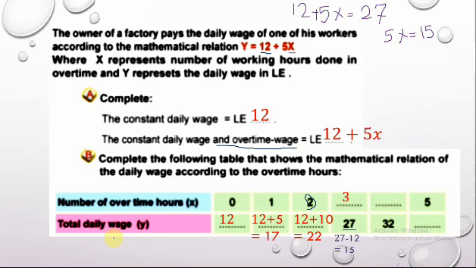We will do the same thing here. 32 is the total daily wage. I don't need the 12. 32 minus 12 will give me 20. Now 5x equals 20. 5 times what gives me 20? 5 times 4. Next one, he is giving us the number of overtime hours, which is 5, and asking for the total daily wage. The original mathematical relation, replace the x by 5: 12 plus 25, 5 times 5. 12 plus 25 equals 37 LE.